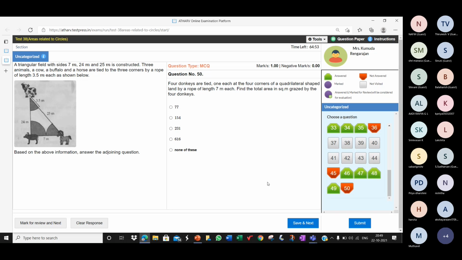Likewise, there are two more donkeys tied at vertex C and vertex D. So vertex C will be angle C by 360 into pi r square. Vertex D, angle D by 360 into pi r square. Somebody else tell me what will be common when you add. Pi r square by 360. They will get 360 by 360.